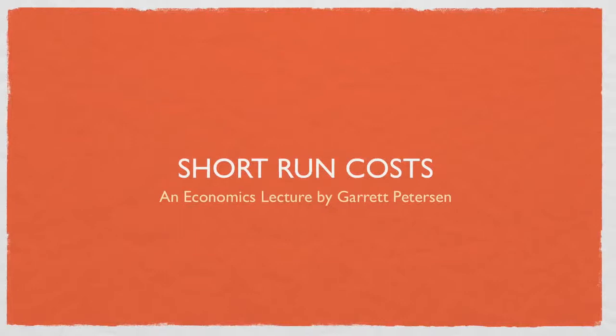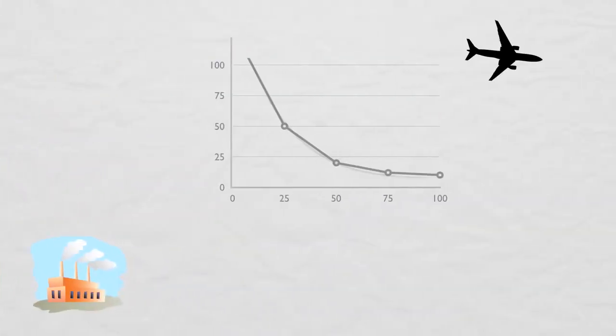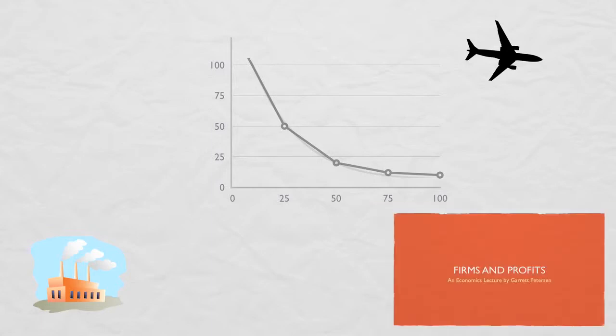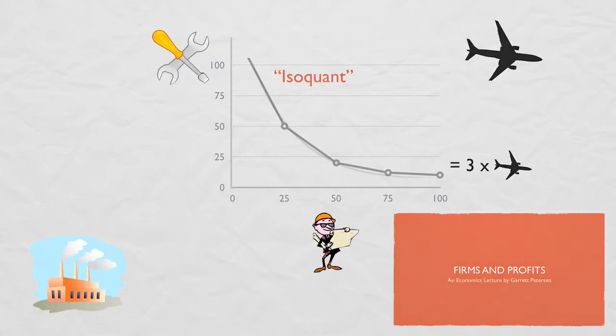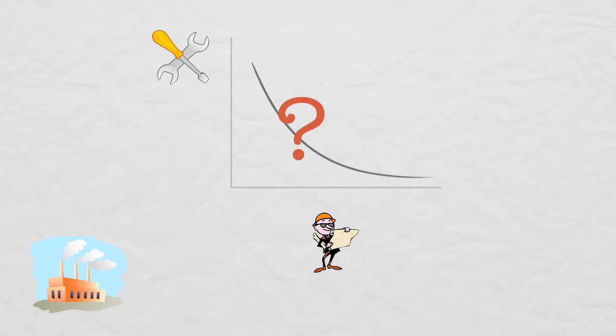Short-run costs. Recall the basic cost minimization problem established in firms and profits. We had this funny curve called an isoquant, which cut through all the combinations of capital and labor that produced exactly 3 airplanes. What accounts for the shape of the curve?